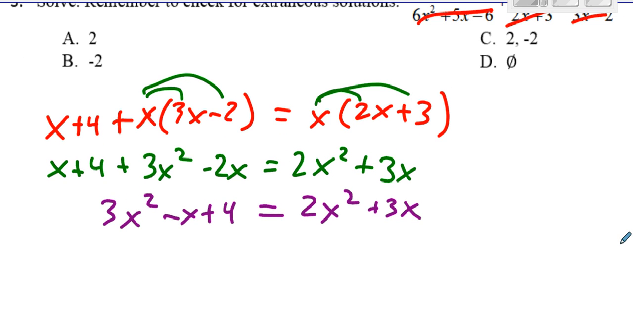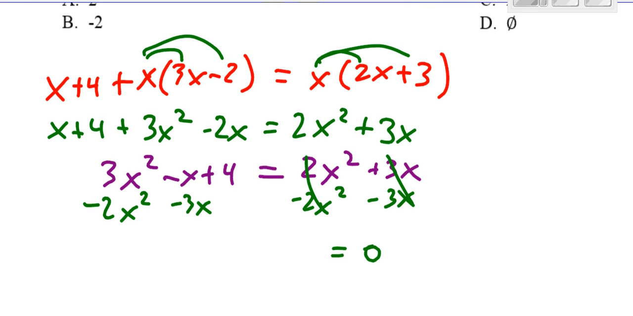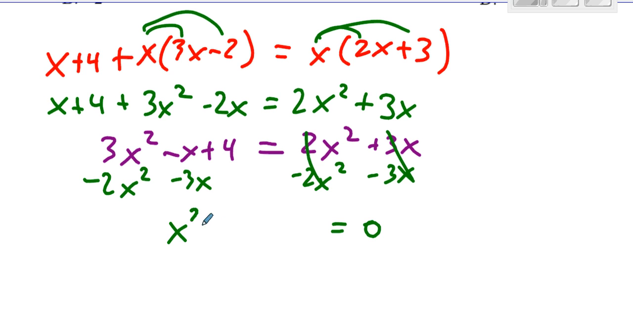Now get everything on one side. I'm going to move everything to the left. So 3x squared minus 2x squared is just x squared. Negative x minus 3x, that's negative 1 minus 3 is negative 4. And then plus 4. And we need to factor so that we can solve this out. So that's x minus 2 and x minus 2.